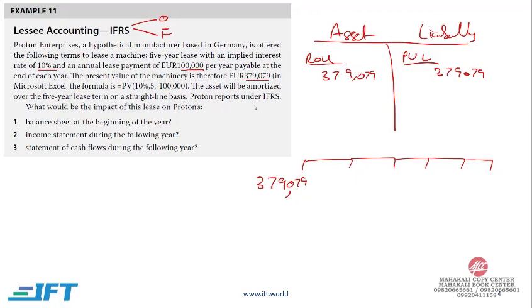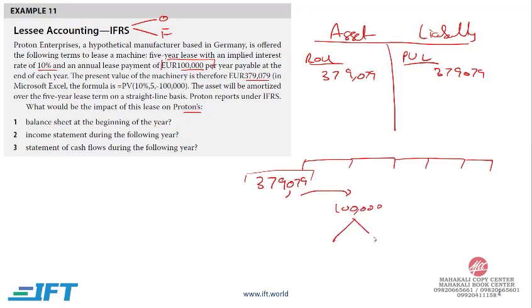Now Proton reports under IFRS. What would be the impact of this lease on Proton's balance sheet at the beginning of the year? The balance sheet at the beginning of the year would be 379,079, and then the income statement during the following year. Now you need to understand that at the end of 1 year, how much payment are we making? We are making 100,000 worth of payment.